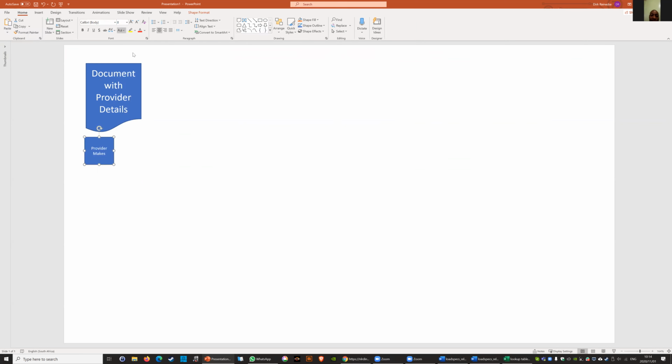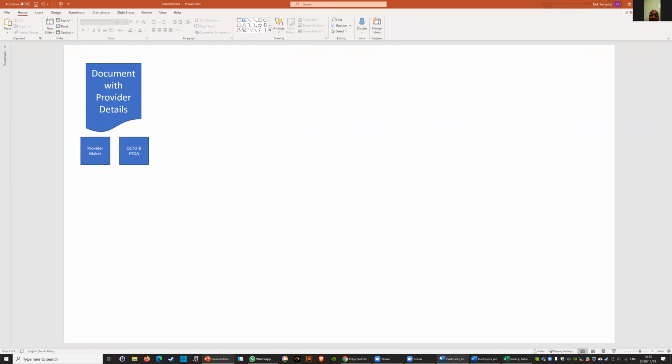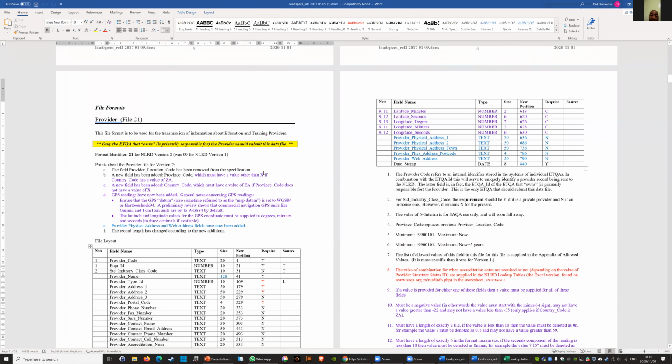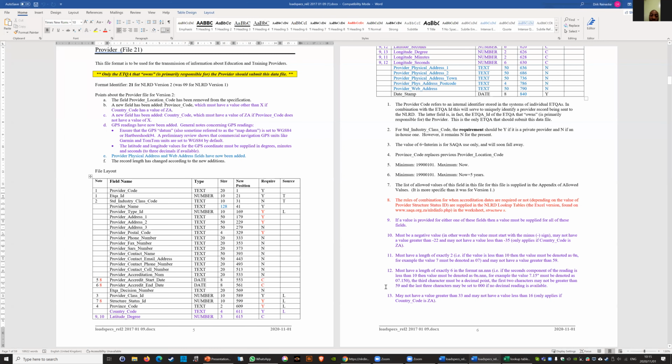To whom does the provider give this document? To my CETA. Okay, but remember, there are more accrediting bodies than just the CETA. So one would say QCTO and ETQA, because the CETA has got an ETQA department, but the function is actually that of the ETQA. Okay, and what document is this? This then is the provider file 21.